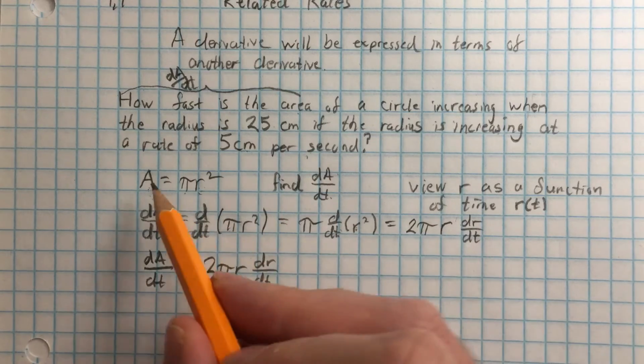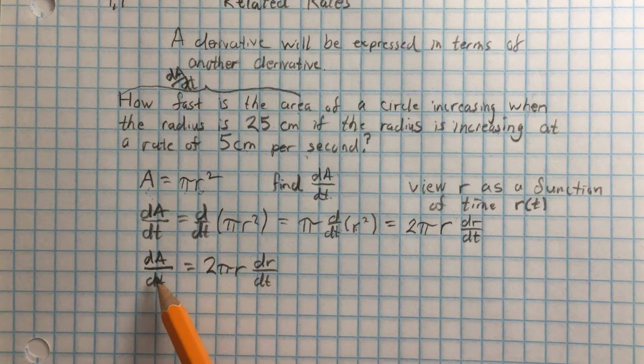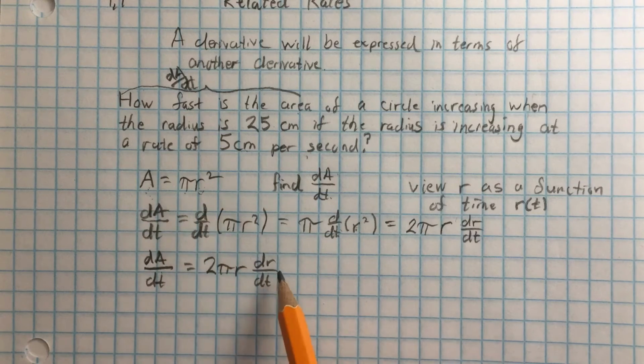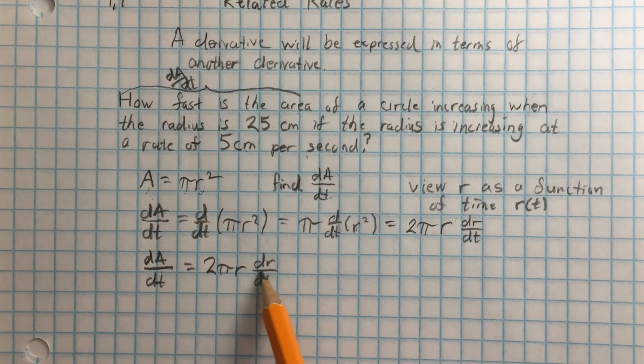Okay? Because the area is dependent upon r in some way, that means the derivative of the area, the rate the area is changing, is also dependent upon the way the radius is changing, the way r is changing. And so this is our related rates expression, one dependent upon the other.